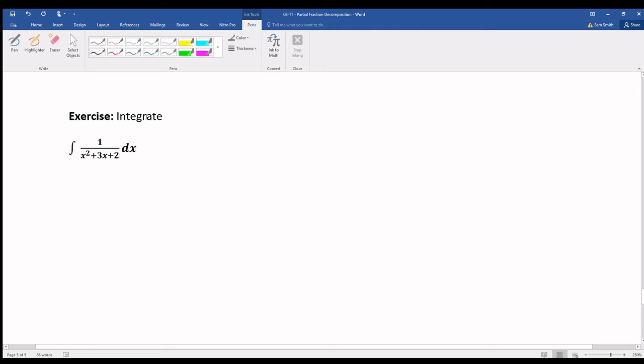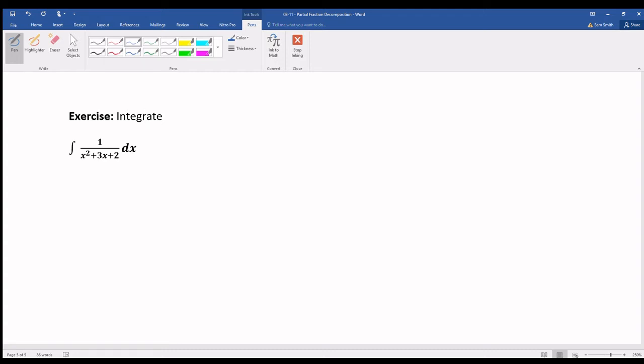Ask not what you can do for partial fraction decomposition. Ask what partial fraction decomposition can do for you. Let's talk about how we can use this technique to actually get the antiderivative of a variety of rational functions. For example, this one. Let's integrate 1 over x squared plus 3x plus 2.